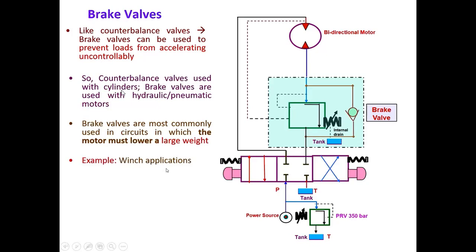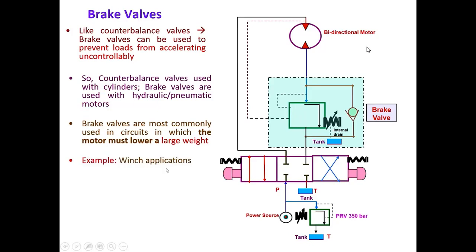So counterbalance valves are used with cylinders, and brake valves are used with hydraulic and pneumatic motors. Brake valves are most commonly used in circuits in which the motor must lower a large weight, for example, winch applications. Here we can see the brake valve preventing the load from accelerating uncontrollably. This is the counterbalance valve used with a cylinder, and brake valves are used with hydraulic and pneumatic motors.